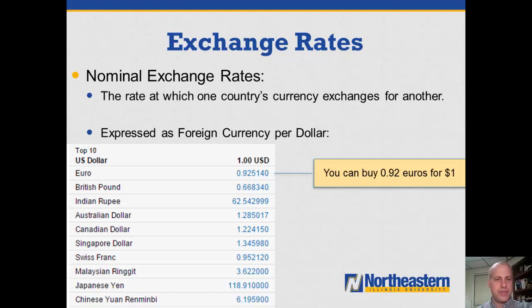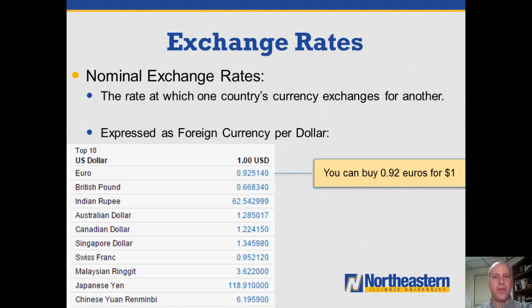What I've listed here in this table is the current exchange rates as of April 2015 for various currencies against the U.S. dollar. Right now, with $1, I can buy 0.92 euros. This fluctuates over time. Just a few years ago, it was more like a dollar would buy about 0.8 euros. Right now, we can buy 0.66 British pounds with $1. We can buy 1.22 Canadian dollars. This was very close to parity, $1 Canadian dollar for a U.S. dollar just a couple of years ago.